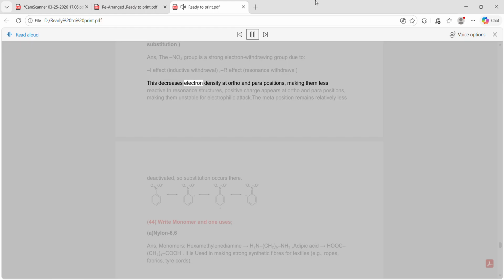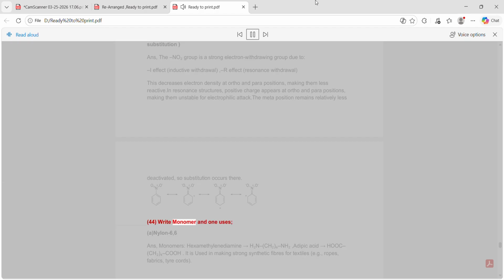This decreases electron density at the ortho and para positions, making them less reactive. In the resonance structures, positive charge appears at the ortho and para positions, making them unstable for electrophilic attack. The meta position remains relatively less deactivated, so substitution occurs there.